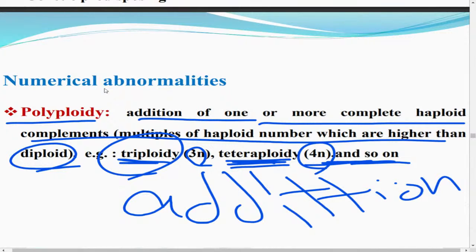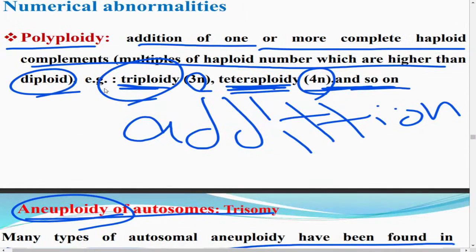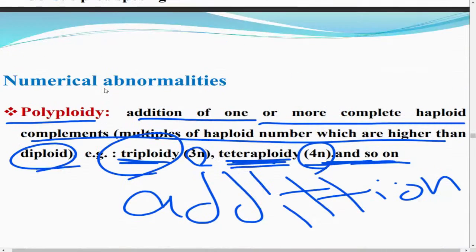The polyploidy, numerical abnormalities. There is polyploidy: diploid, triploid, tetraploid. But we only studied the triploidy, with an additional chromosome, in the Down syndrome and Patau syndrome. That was the triploidy in Down syndrome and Patau's syndrome. Also the Edwards syndrome.